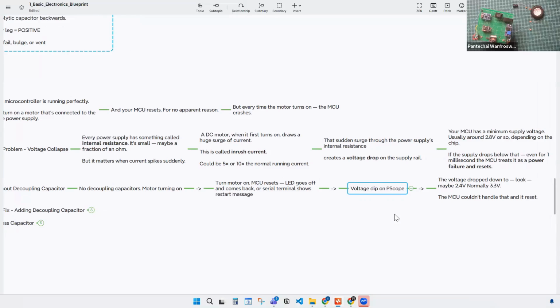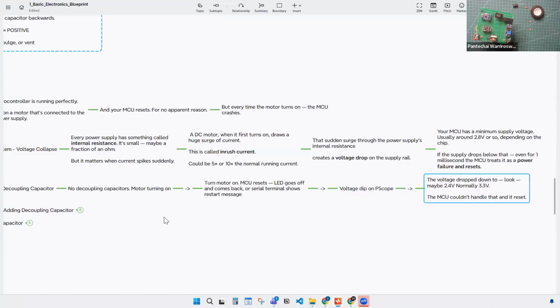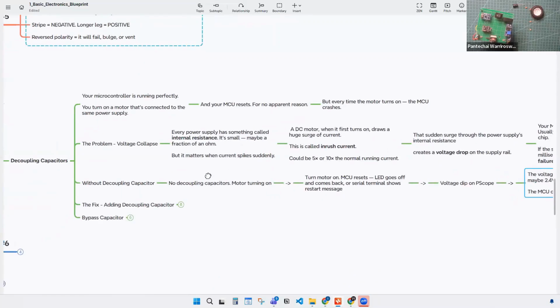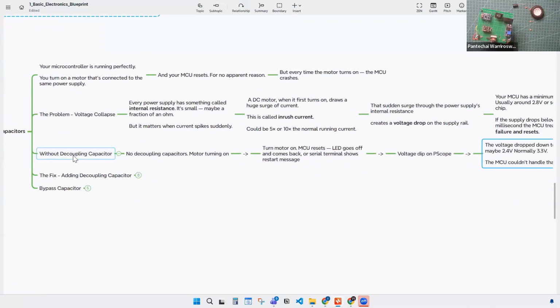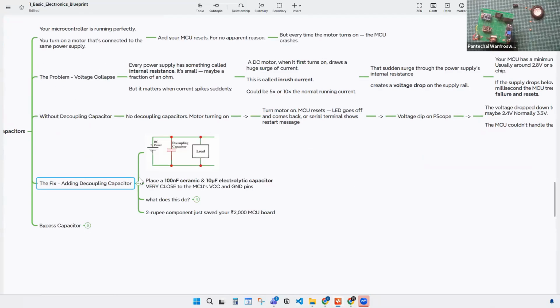Even if the microcontroller is always getting 3.3 volts, when the motor rotates for the first time, the current spike causes a voltage drop, maybe down to 2.4 volts, and the microcontroller can't handle it. That's why the problem can be solved simply by putting in a decoupling capacitor.